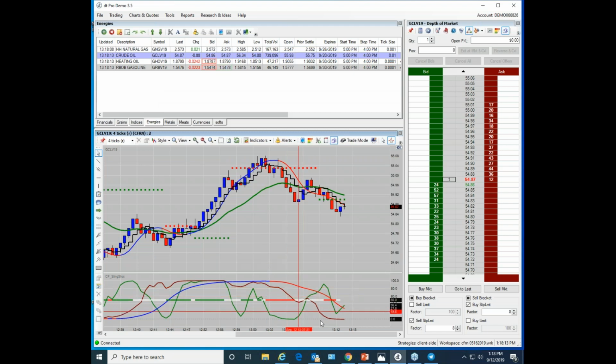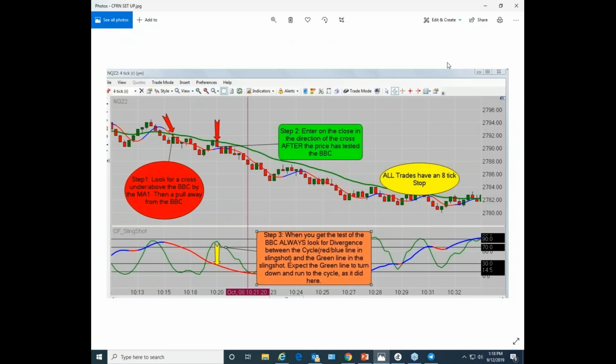Okay, so the idea is to get on the 4-tick range chart. All right. Now we're going to talk about price action.